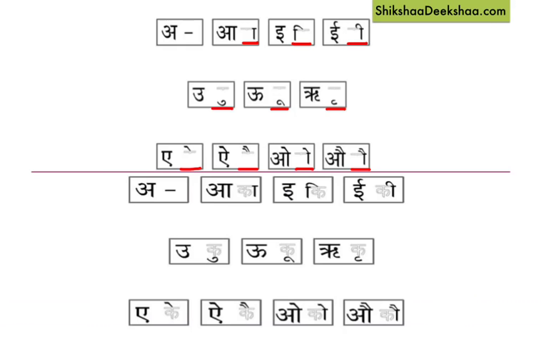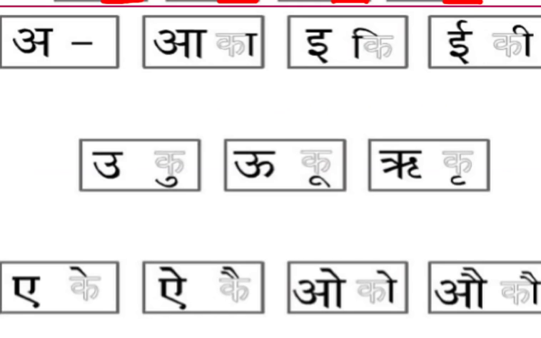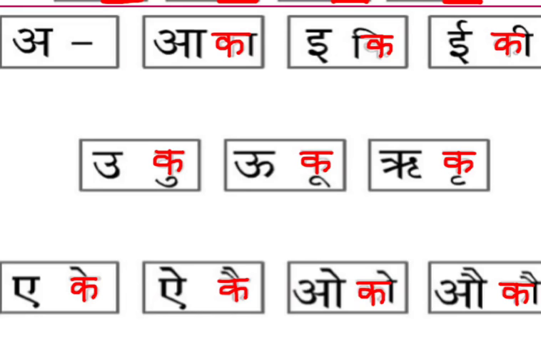When we attach or join a matra to any letter like this, then the matra gives its sound to the letter. Here in this example, we have taken one letter K and tried to join all the different matras to it. Now let's see how we pronounce the letter with the matra.